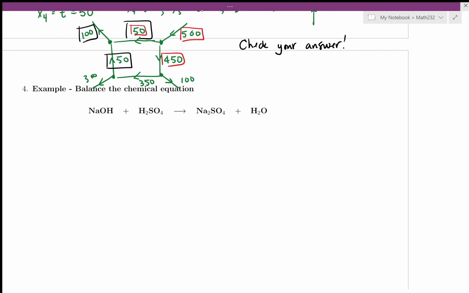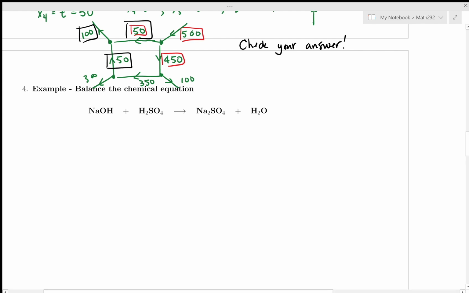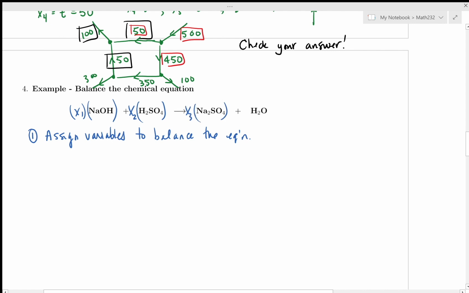Okay, so what I'm going to do on this one is assign variables to balance the equation. So that means basically putting, there's going to be some number of this molecule. I'm going to call it X1 times sodium hydroxide. And then I'm going to have X2 times sulfuric acid, and then X3 times this Na2SO4, and then X4 times this. So some number of this guy plus some number of this guy is going to equal some number of this guy and some number of the water.